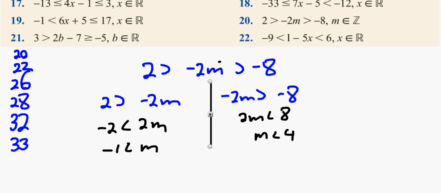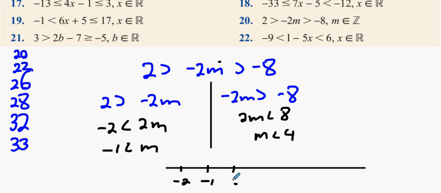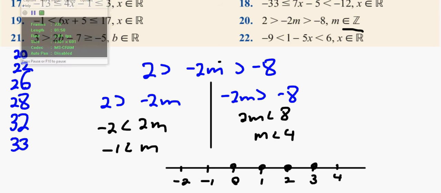Now, have I got full marks? Because this question requires me to do a number line. So, minus 2, I'll start off with. Is it x an element of R, element of Z, or element of N? Z. Great. Do we include the 4? No. 3, 2, 1, 0. Do we include the minus 1? No. And you're done. That's question 20.